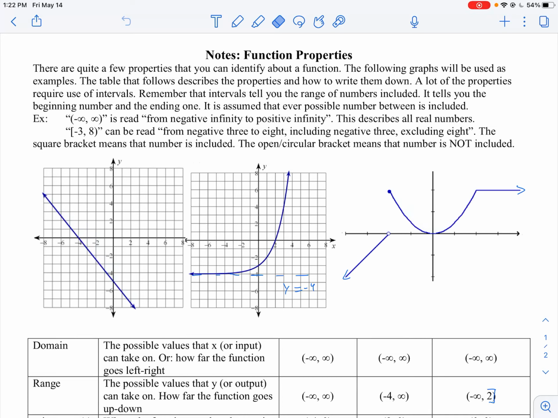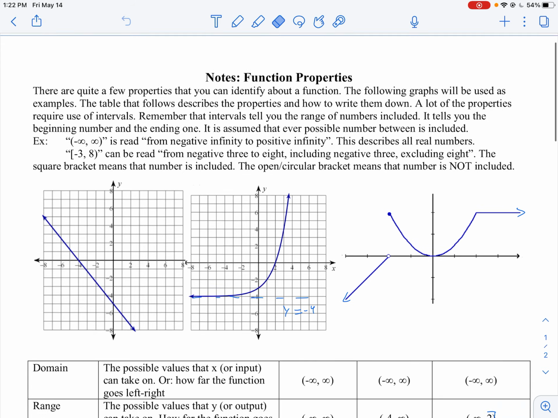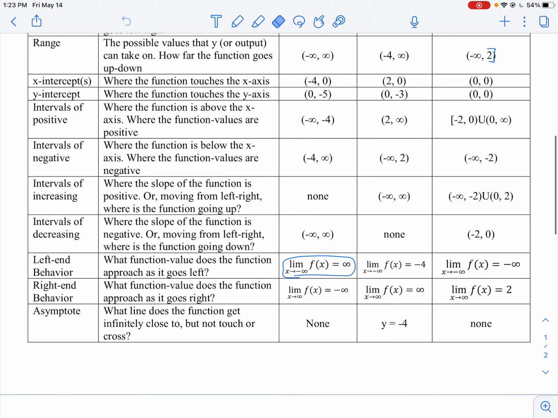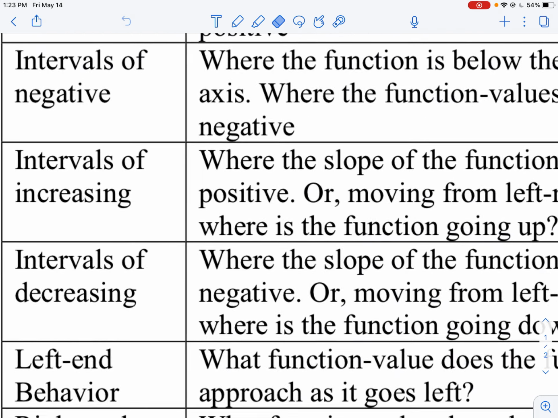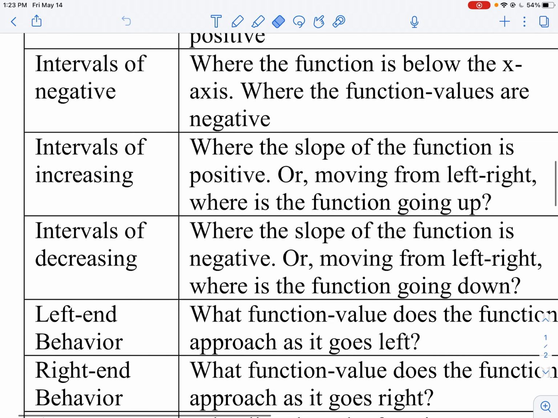All right, ladies and gentlemen, let's have a little lesson about intervals of increasing, intervals of decreasing, intervals of constant. So this is the note paper that's on the front. And what you're trying to describe today are the intervals where the function is increasing, meaning the slope is positive, as in, as you go from left to right, where is it going up? And then also the intervals of decreasing where the slope is negative, as in, when you go from left to right, where does it go down?